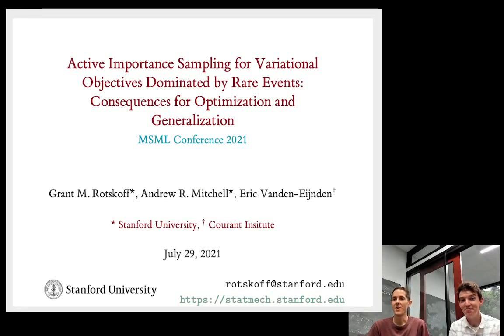I'm Andy Mitchell. And we're going to be talking today about an approach to solving committor problems that relies on active importance sampling, which is important when you have variational objectives that are dominated by rare events. And we're going to be discussing primarily the numerical results and aspects of that, but there are also significant consequences for optimization and generalization that you can read about in the paper.